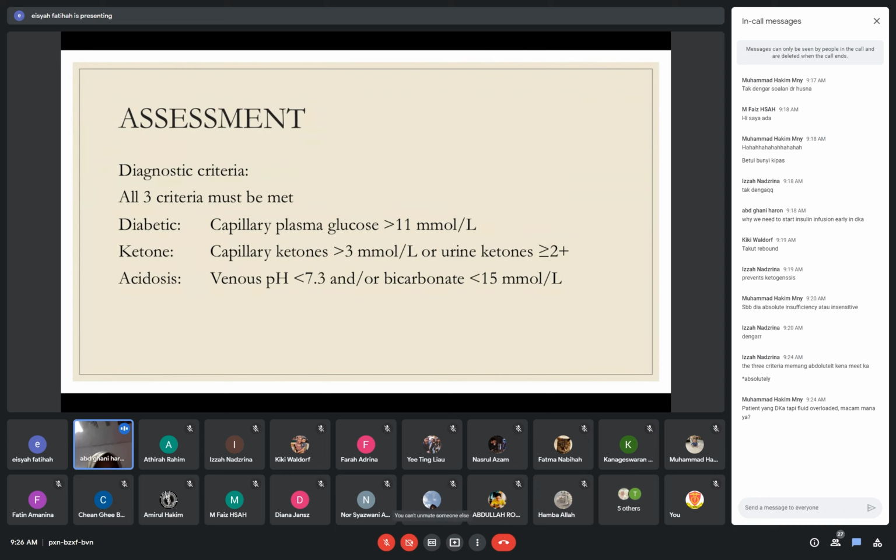Dekat dengar ke? Dengar lagi ke Farhanah? Tadi dia cakap apa?